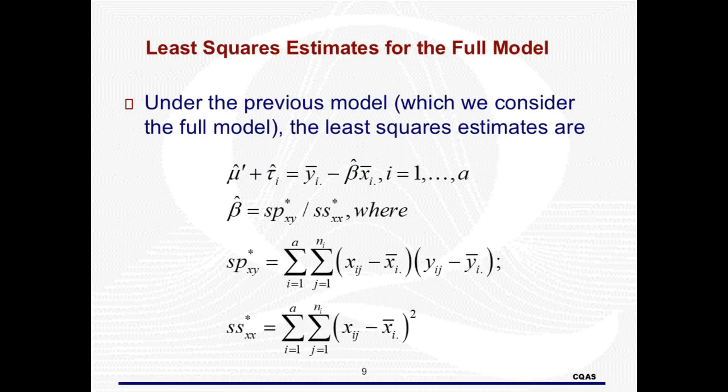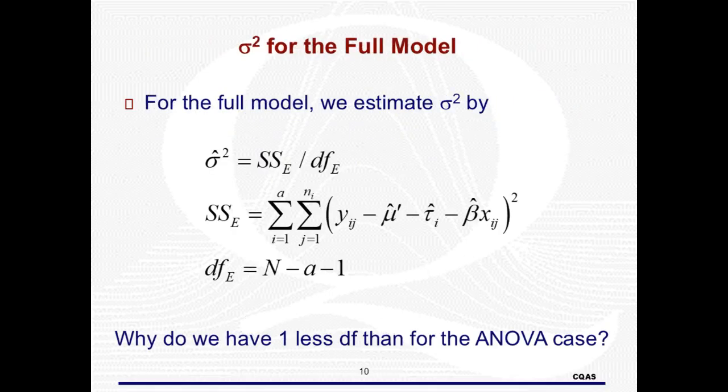Here we estimate the parameters of the full model using least squares. This should feel familiar from regression, same idea, just extended to include treatment effects and covariates. The estimate of sigma squared has one fewer degree of freedom compared to ANOVA because we're estimating an additional parameter, the covariate coefficient. Every parameter we estimate reduces our degrees of freedom.